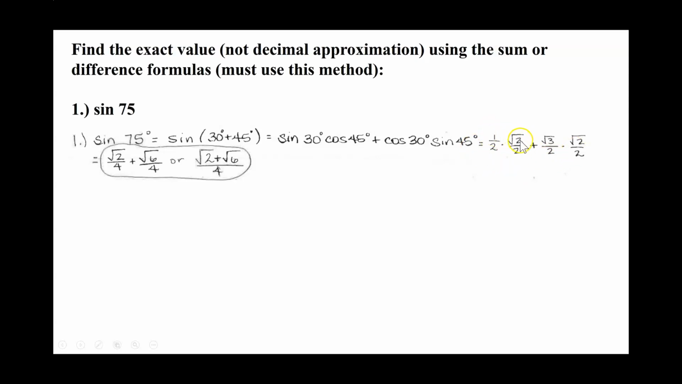All right, so 1 times the square root of 2 would give us square root of 2. 2 times 2 would be 4, so square root of 2 over 4. And then square root of 3 times square root of 2 would be square root of 6, and 2 times 2 would be 4. And you can leave it separate, or you can combine it over that common denominator. Either one of those is perfectly fine.